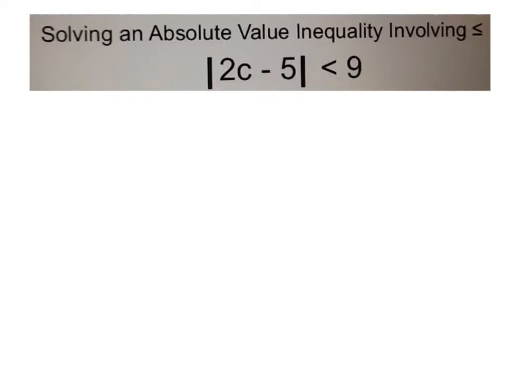So step number one is to get absolute value alone. In this case, we don't have to do that. There is nothing added, subtracted, multiplied, or divided on the outside of the absolute value. So we can go directly to step two, which is to write two separate inequalities. So one will look the same except for no absolute value signs. So 2c minus 5 is less than 9. And then for the other one, 2c minus 5 is greater than negative 9. Notice I flipped my inequality symbol when I went to the negative number.